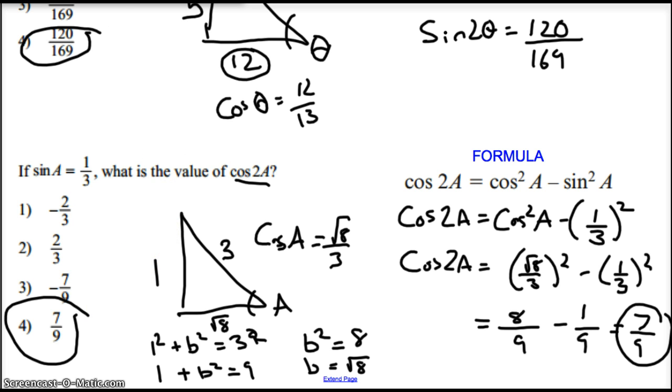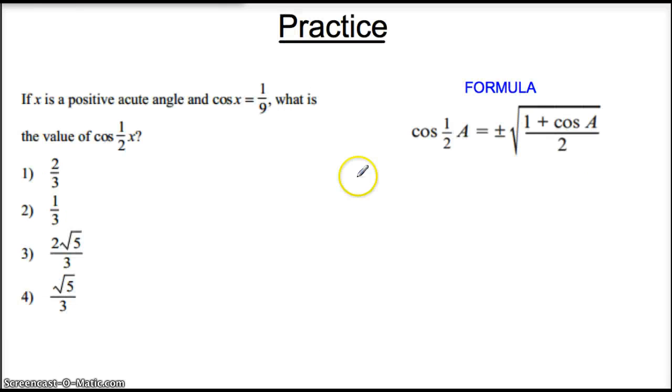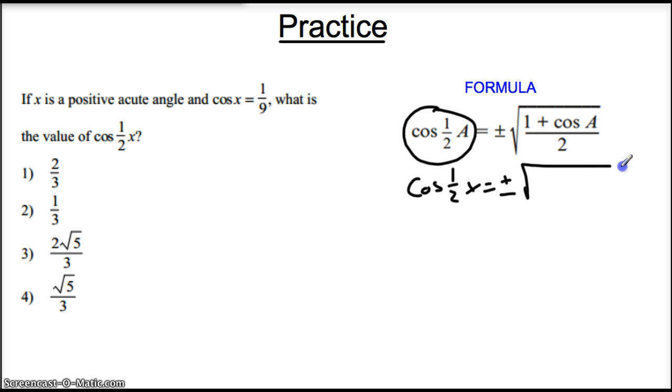Let's keep going with our lesson. Okay, so now we're going to take a look at the half angle. That was the double angles. Let's look at the half angle identities. Well, if I know that x is a positive acute angle and cosine of x is 1/9, what is the cosine of half of x? Well, if I want to find the cosine of half of x, I just look up my formula, and my formula tells me if I want to find the cosine of 1/2 x, I'm going to have to do plus or minus the square root of 1 plus the cosine of x, which we already know.